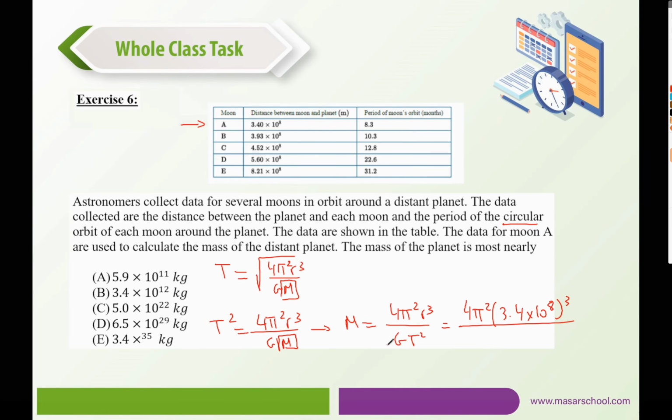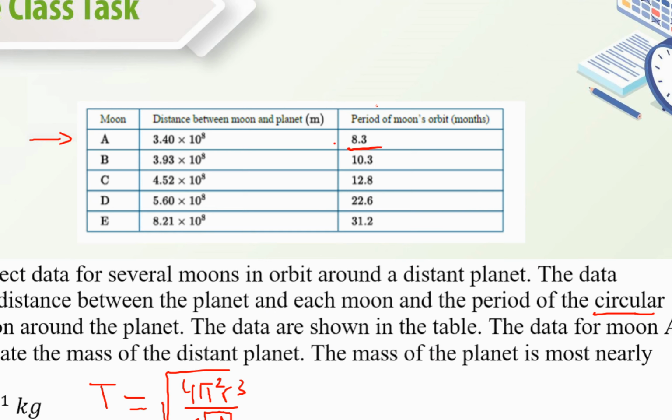Now it's healthy also to remember the value of G, which is 6.67 times 10 to the power minus 11. If you forgot the value, it's provided on the first paper of your exam. Multiplied by the period, which is given by 8.3. You need to be careful with the units. The distance is given in meters, that's fine. The period is given in months.